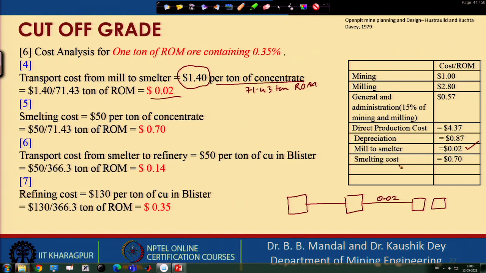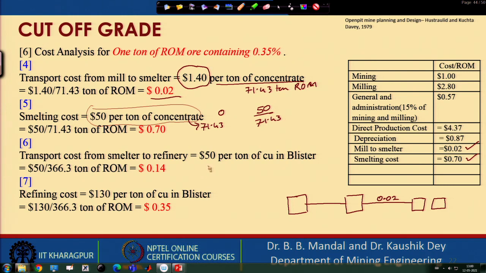Then the smelting cost, again we have considered the same rate, and again it is converted to the 71.43 tons of ROM. So, 50 by 71.43, that is coming to 0.70 dollar as the smelting cost.